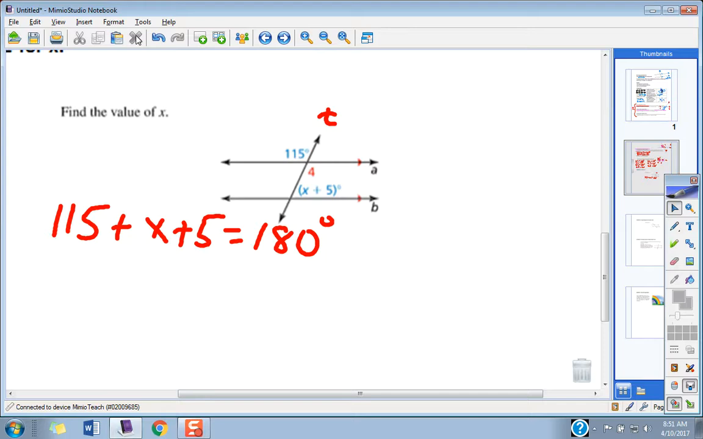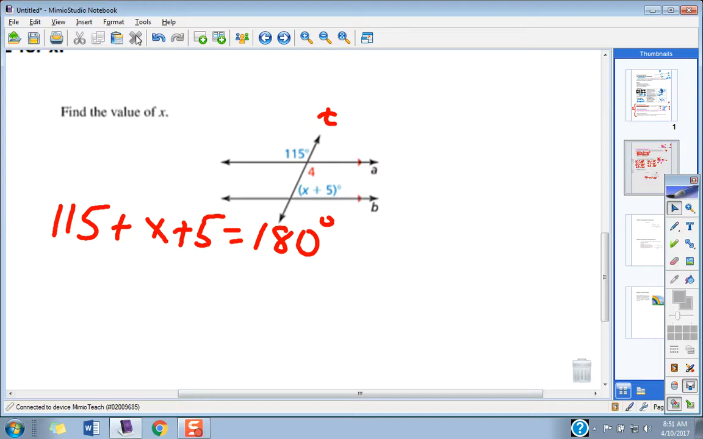No. If one's obtuse and one's acute, they're not going to have the same measure. So therefore, that would be the situation. We have to take the two, add them together, and then set it equal to what value? 180, right?